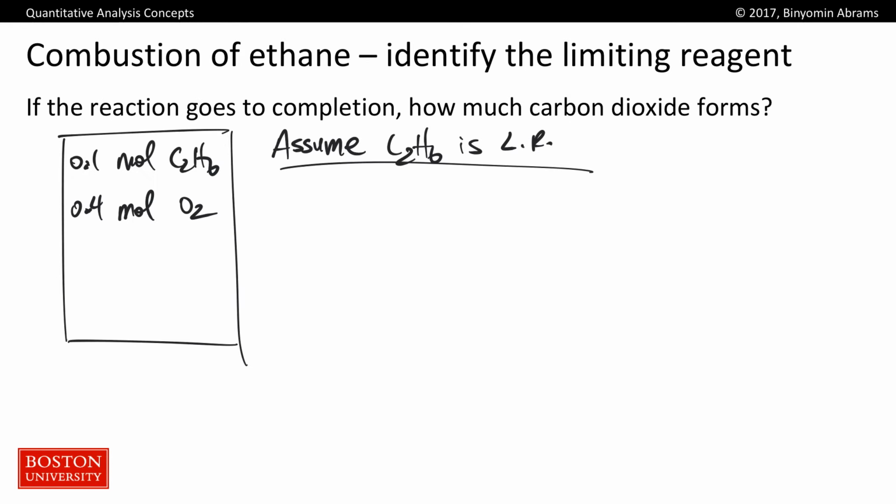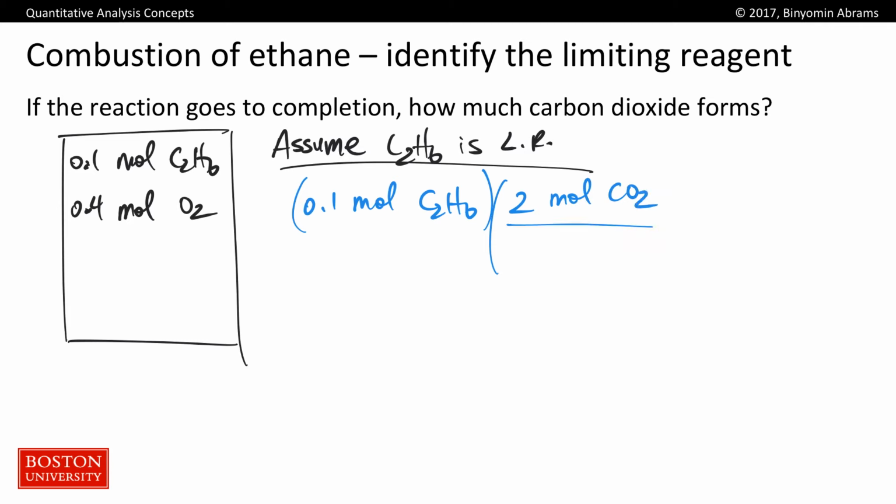The most straightforward way to figure out which one of these is the limiting reagent is to go systematically and assume that each of the reactants is potentially the limiting reagent and see how much product would form. So for example, if we assumed that the ethane were the limiting reagent, 0.1 moles of ethane, when it reacts completely, you'll make 2 moles of carbon dioxide for every 1 mole of ethane that is present, and that we got just from our balanced chemical equation, which means we would get 0.2 moles of carbon dioxide. So if ethane is the actual limiting reagent, we would make 0.2 moles of carbon dioxide.